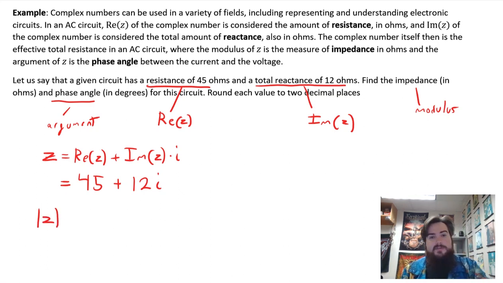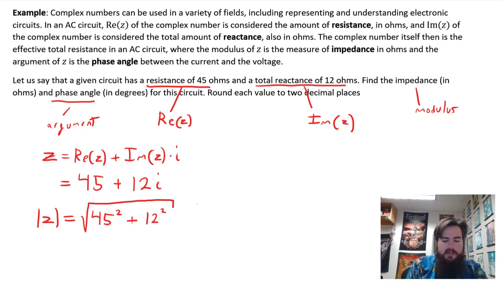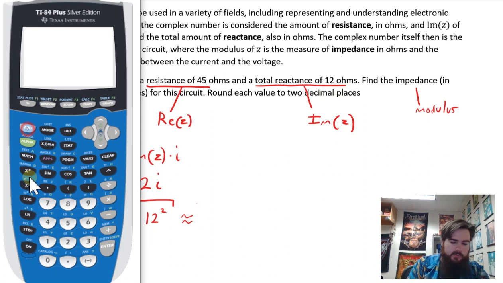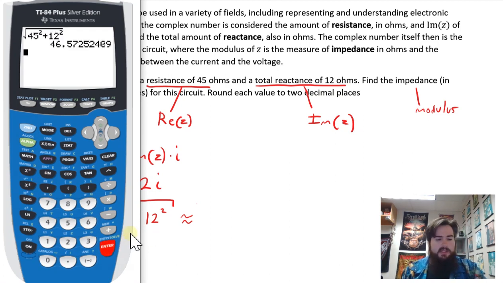So we just need the modulus of Z, which means that we're going to be working with the Pythagorean theorem. By using the Pythagorean theorem, we are simply going to take the real component squared plus the imaginary component squared and take the square root of that result. That will give me the impedance in ohms. As per the question, we are going to round this value to 2 decimal places, and I'll use a calculator for that purpose. So we want the square root of 45 squared plus 12 squared. That gives me approximately 46.57.